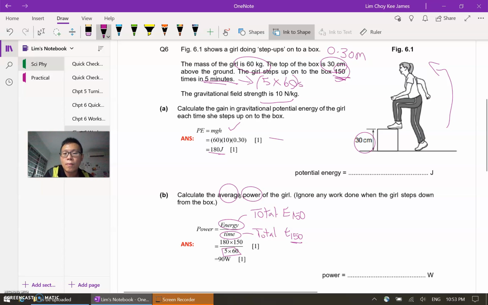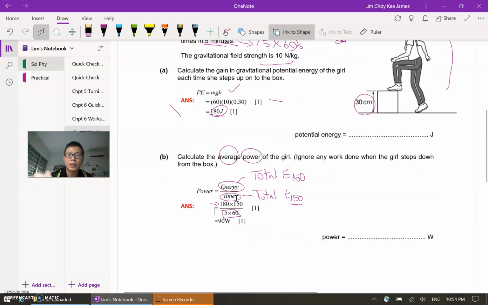Energy I use for energy. Part A already found. Your energy use, mgh, is 180 joules. 180 joules is 1 step up. So if I did it for 150 times, I need to multiply by 150. So that's where the numerator works out this way, and you eventually end up with the answer to be 90 watts. This will be the average power of the girl herself.